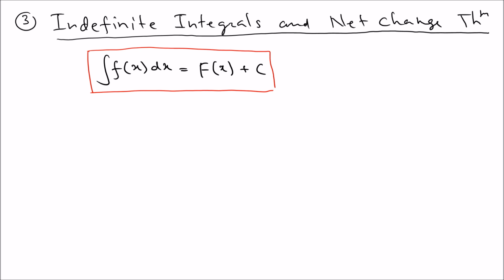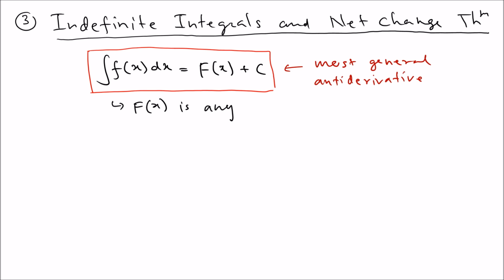So that's the formula, and F(x) is any antiderivative, and we add a C. This is what we call the most general antiderivative. That means it always contains a C in there with the most general one. And the uppercase F(x) is any antiderivative.